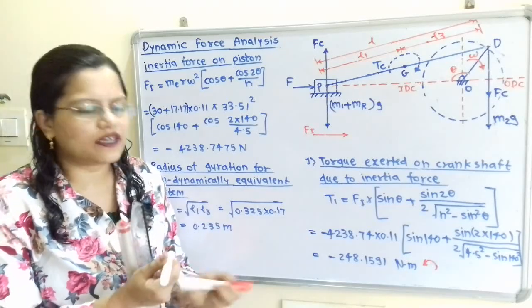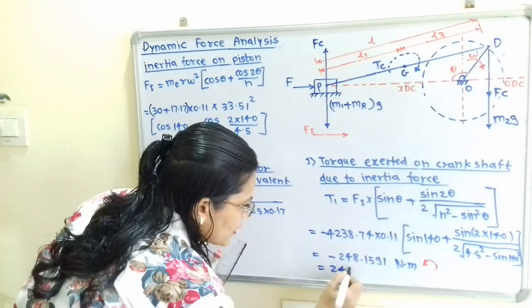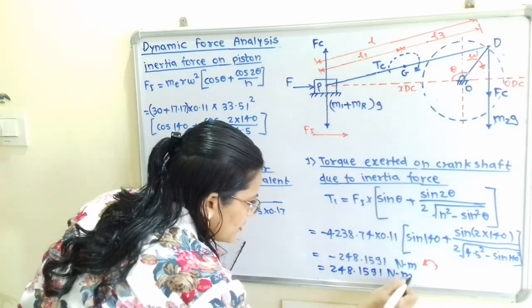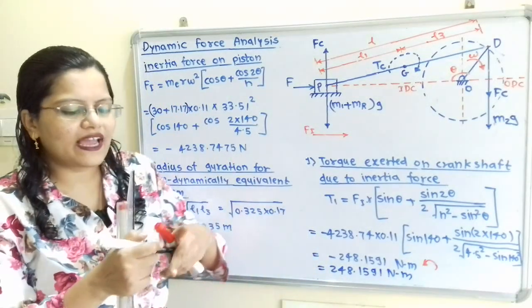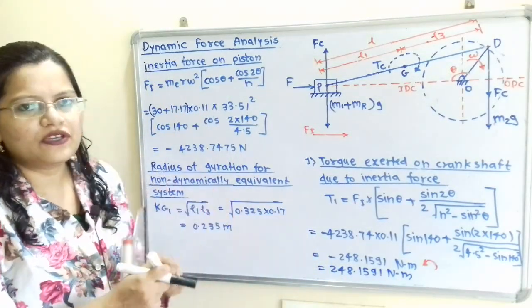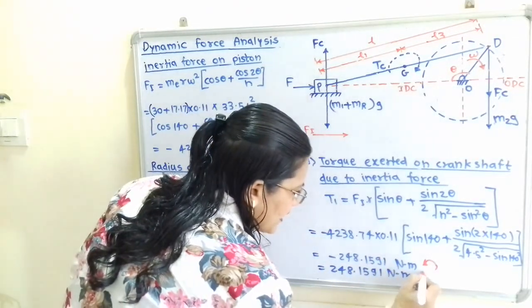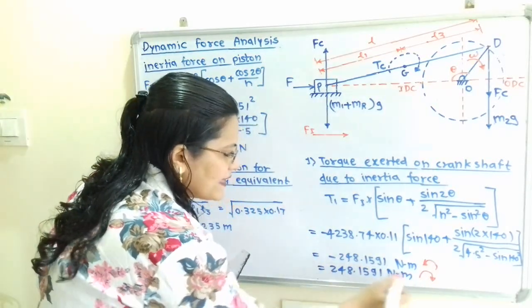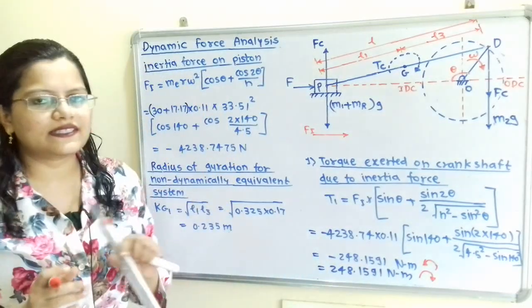So how to convert this? So I will write here, answer is 248.1591 Newton meter. Now because we have to multiply here with minus sign, we have to change the direction. So how to change the direction? We have to give here clockwise direction. So with this positive answer, what is the direction of this torque T1? That is the clockwise direction.